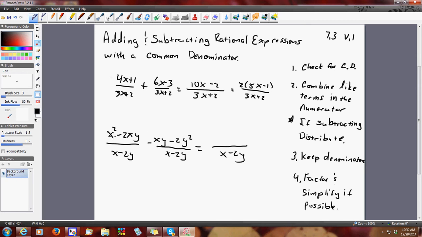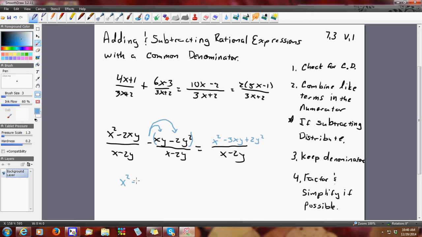Now, the key here is I want you to pay attention to this. Ooh, this looks like it's going to be a beautiful shade of blue. I'm actually subtracting this whole quantity, so I have to distribute that negative sign across. So I'm going to be left with x squared, because it's the only x squared I have. I have a negative 2xy minus xy, which gives me a negative 3xy. And then plus 2y squared.